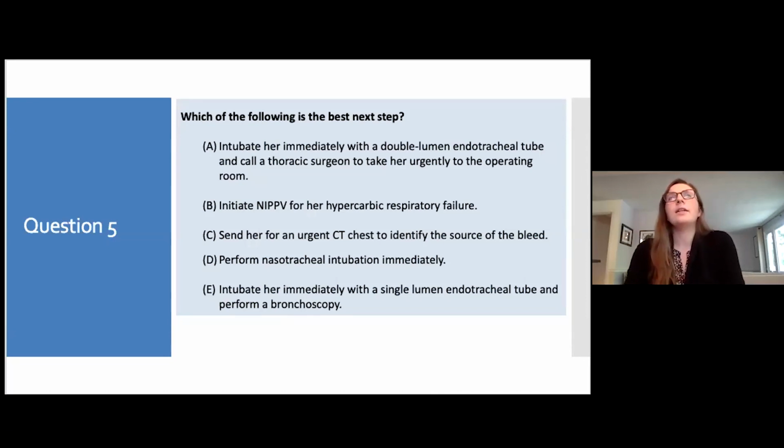Should you, A, intubate her immediately with a double lumen endotracheal tube and call a thoracic surgeon to take her urgently to the operating room? B, initiate non-invasive positive pressure ventilation for her hypercarbic respiratory failure? C, send her for an urgent CT chest to identify the source of the bleed? D, perform nasotracheal intubation immediately? Or E, intubate her immediately with a single lumen endotracheal tube and perform a bronchoscopy?